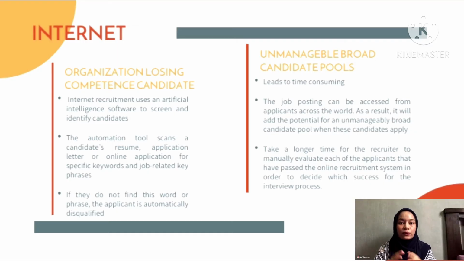Internet recruitment is one of the methods mentioned in the article. There are a lot of advantages to using an internet method to recruit employees, but it also comes with some limitations. Firstly, the organization will lose a competent candidate. This is because usually internet recruitment uses artificial intelligence software to screen and identify the candidate. An organization may save time and money, but it also may lose a potential candidate who would be perfect for the position just because their application form is not formatted correctly.